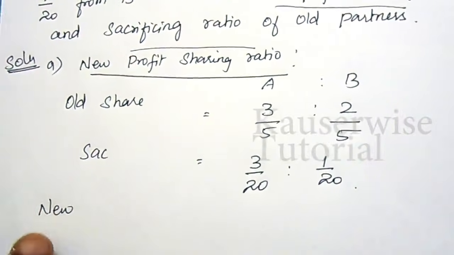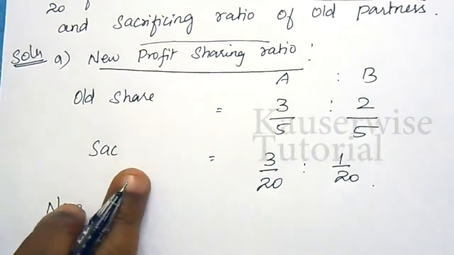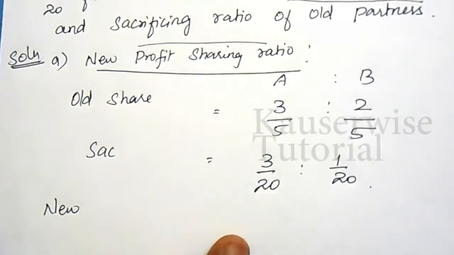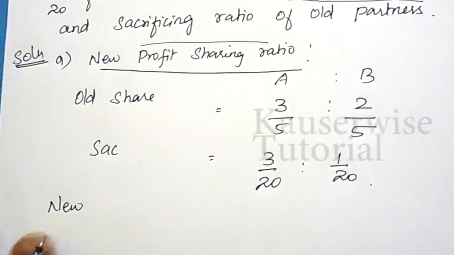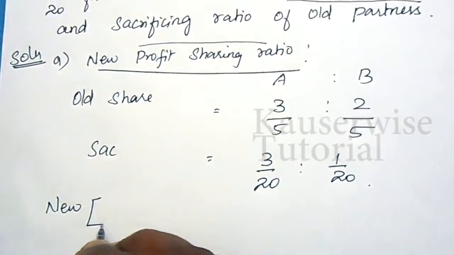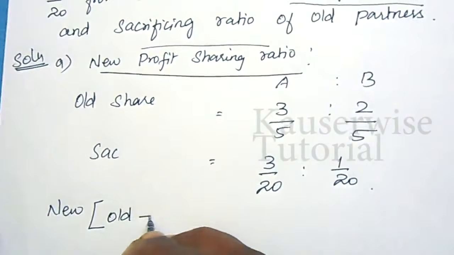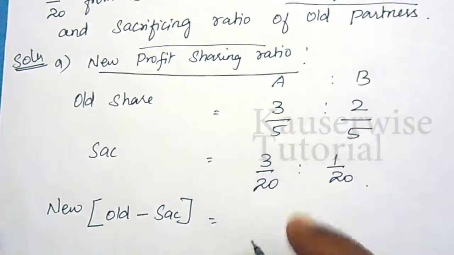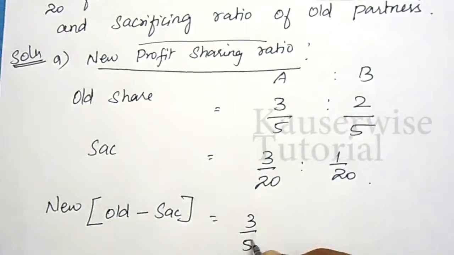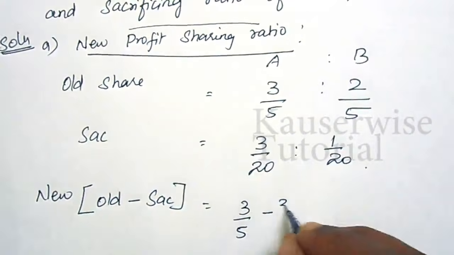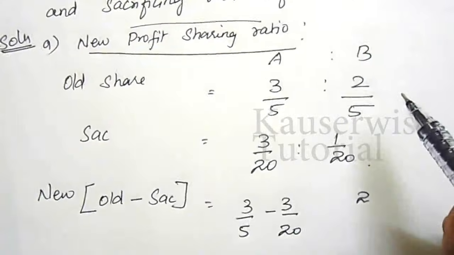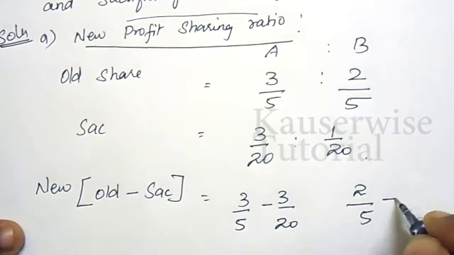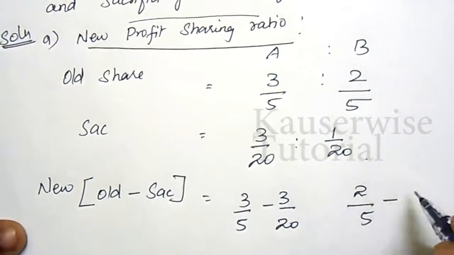What is the formula for new profit sharing ratio when sacrifice ratio is given in the problem? Old ratio minus sacrifice ratio is equal to new ratio. That is, new ratio formula is old ratio minus sacrifice ratio. For A, old ratio 3 by 5 minus sacrifice 3 by 20. For B, old share is 2 by 5 minus sacrifice, how much? 1 by 20.